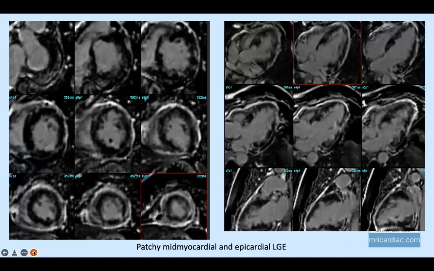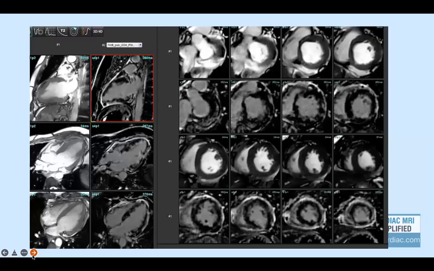These are late gadolinium enhancement images. These are also to be obtained in short axis as well as multiple long axis planes. It shows multifocal patchy areas of enhancement in subendocardial, mid-myocardial, as well as epicardial and pericardial layers. So the involvement is diffuse, extensive, and involving all the layers.